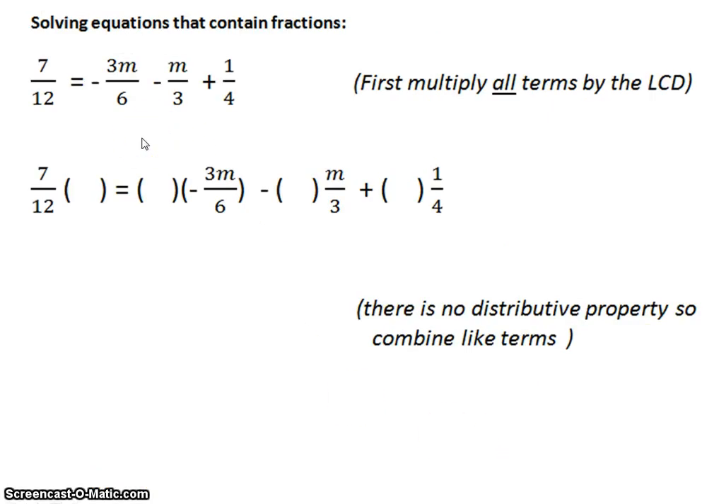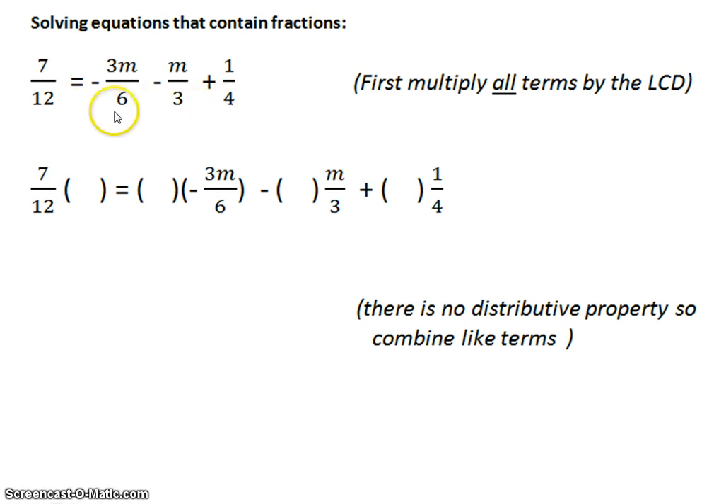In the next example, I have 7/12 equals a negative 3m over 6 minus m over 3 plus 1/4. First, we want to multiply all terms by the least common denominator. So let's take a look at the denominators. The denominators that we have are 12, 6, 3, and 4. What number does 4, 3, 6, and 12 go into evenly? But we want to find the least common denominator.